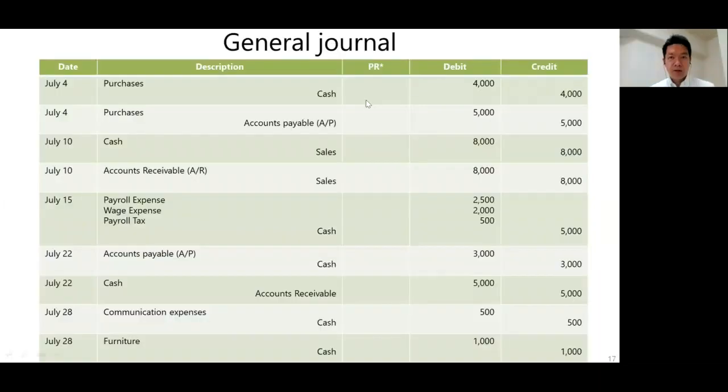From now, I will explain about the general journal and general ledger. In order to show the figures and the characters big enough, let me erase my image for a while.